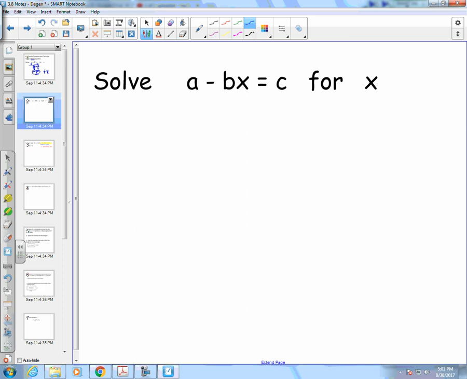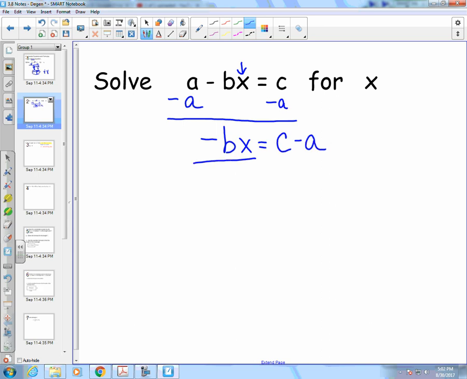Let's solve a minus bx equals c for x. If you want to take a moment and try to do it yourself, stop the video. Since we're trying to solve for x, if I knew what a, b, and x were, I'd multiply these together first, and then I'd attach that a to it. Well, that means that I want to get rid of the a first. So I'm going to subtract a on both sides. That leaves me with a negative bx equal to c minus a.